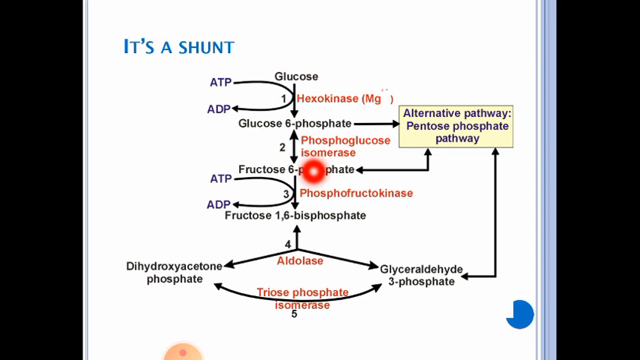So you have seen these substrates. This substrate, that is glucose 6-phosphate and fructose 6-phosphate, and glyceraldehyde 3-phosphate, were there in the glycolysis pathway. So that is getting shunted into the pentose phosphate pathway. All these substrates, glucose 6-phosphate, fructose 6-phosphate and glyceraldehyde 3-phosphate, are getting shunted onto the alternative pathway, that is our pentose phosphate pathway, the HMP pathway. So that is why it is called a shunt pathway.